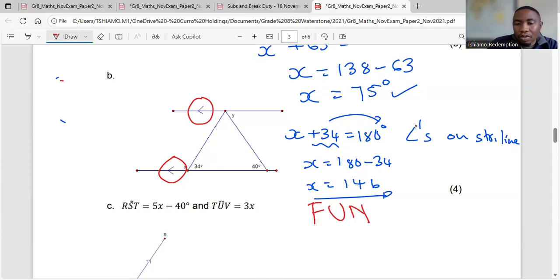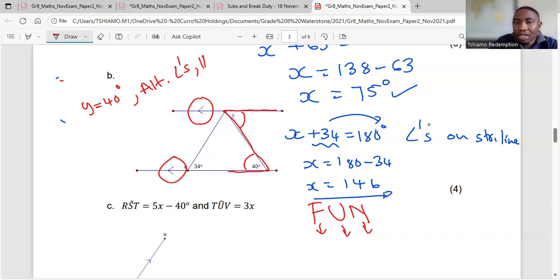The FAN rules: corresponding, co-interior, and alternate angles. So I'm going to use that one. Look here. And there you go. These two angles alternate. Remember, alternate angles form an N or a Z shape. So 40 and y, I can see it alternates, and I am given parallel. I can't use it if I don't have parallel lines.